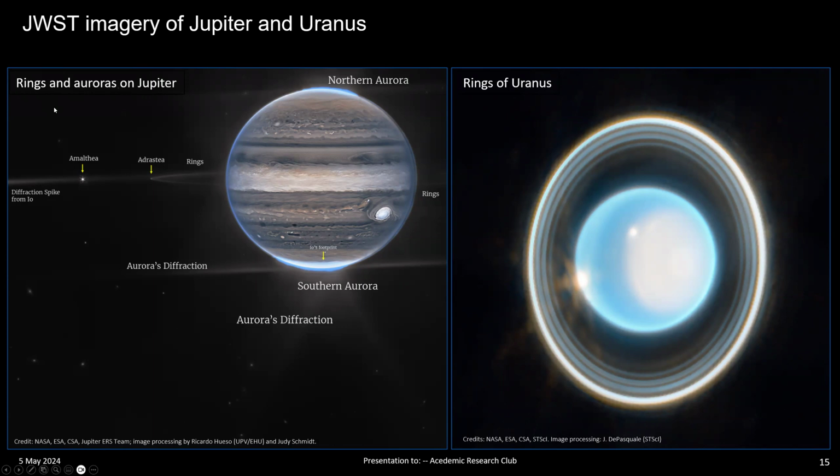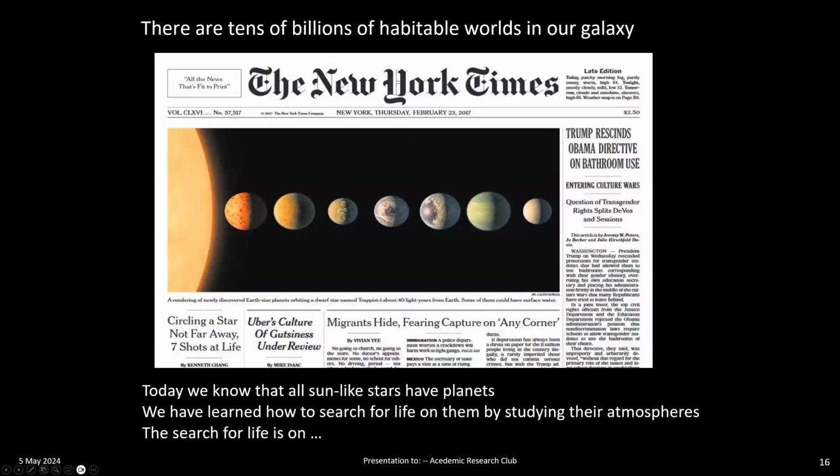Now, when I was a graduate student, there were no planets known outside our solar system. Today, we've identified more than 5,000, with the implication that there are tens of billions of habitable worlds in our galaxy. We don't know that they're inhabited, but we know they're there, and we know that they're habitable. And so the search for life is on like never before. The search for life is no longer the stuff of science fiction. It is very much a major science objective, playing a key role in the beginning of this program.